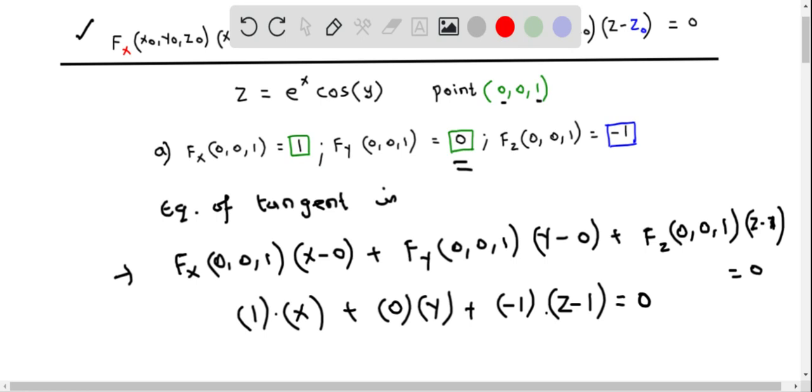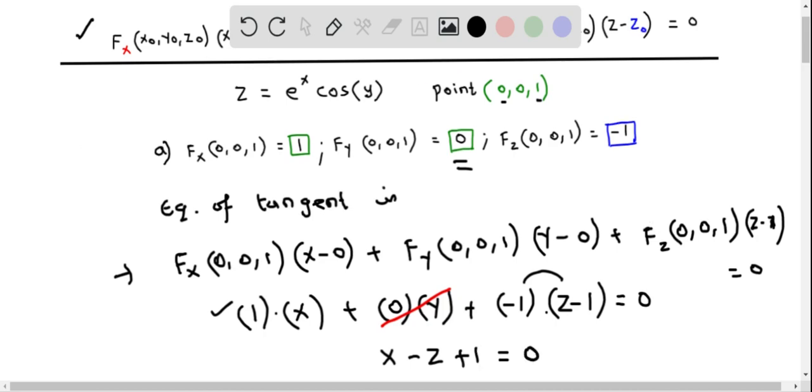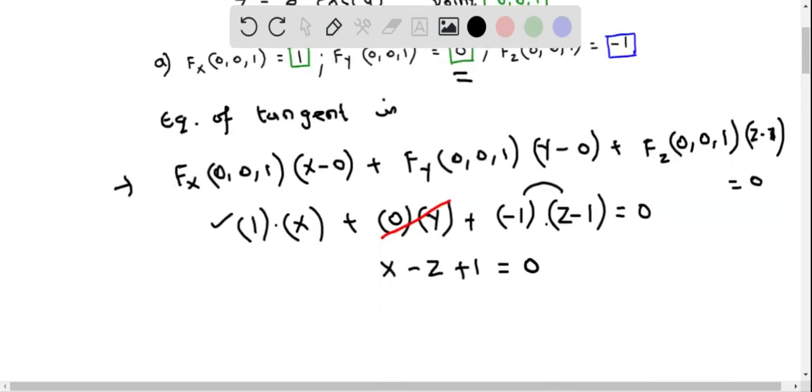We see that 0 times y is 0, and 1 times x is x. So we have x, and this is negative of z minus 1. So if we distribute the negative, we get x minus z plus 1, and this equals 0. We can rewrite this equation by adding z on both sides. So therefore we get z equals x plus 1. And so this is the equation of the tangent plane to the surface at the given point.